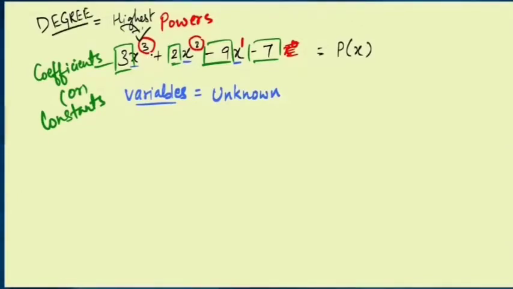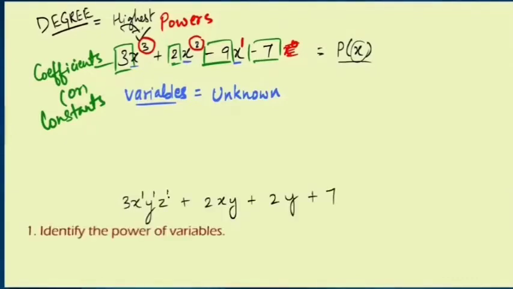Whatever the maximum, the highest power in the polynomial, that is known as the degree of the polynomial. So in this polynomial you can see the highest is 3. So what is the degree of this polynomial? That is 3. Okay, so you understood the coefficient and you understood the degree.